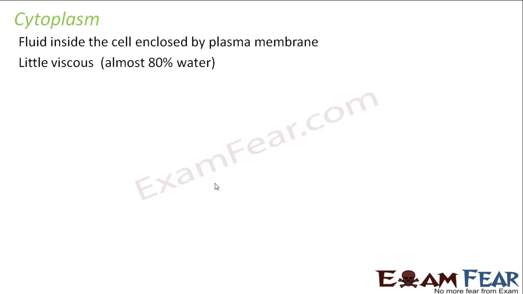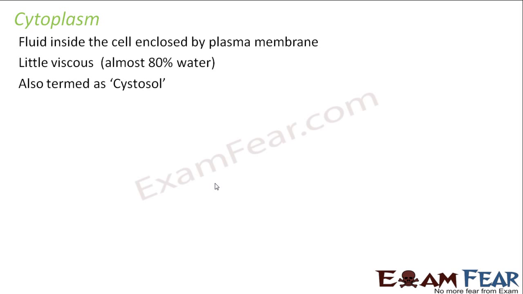What is viscous? Viscous means a little sticky. For example, if you take honey and touch it, what do you see? It sticks to your fingers, right? Whereas if you take water, it doesn't stick to your fingers. So the viscosity of honey is much greater than that of water. That is why it is a little more sticky. So this fluid, cytoplasm, is also a little viscous, not too much, but it has almost 80% of water.